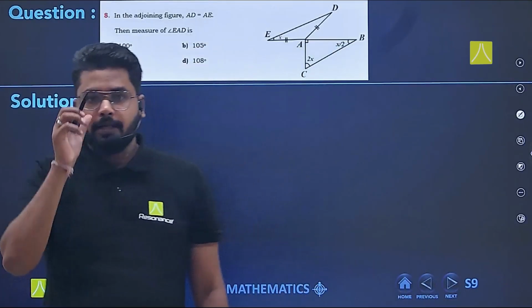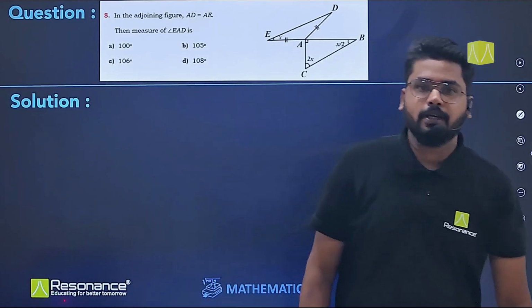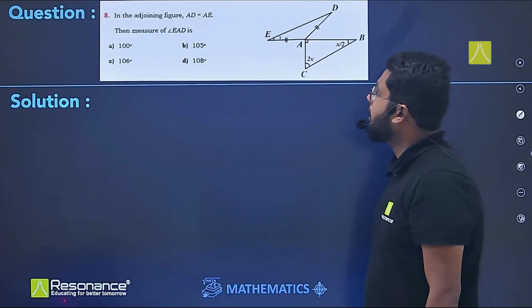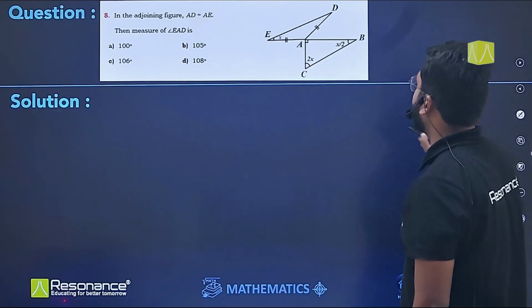Now next question, it's from geometry. It is also the same question from our sample paper for 6th class. In the adjoining figure, AD equals to AE. Okay, AD is equals to AE.